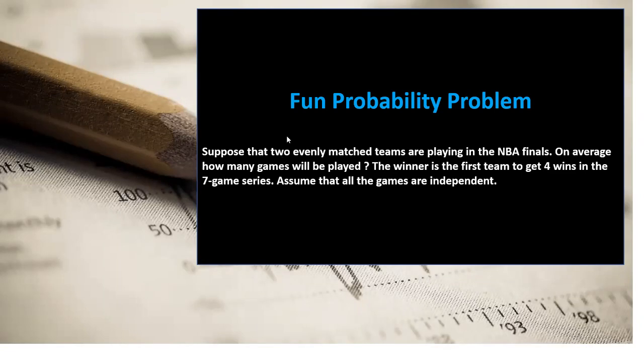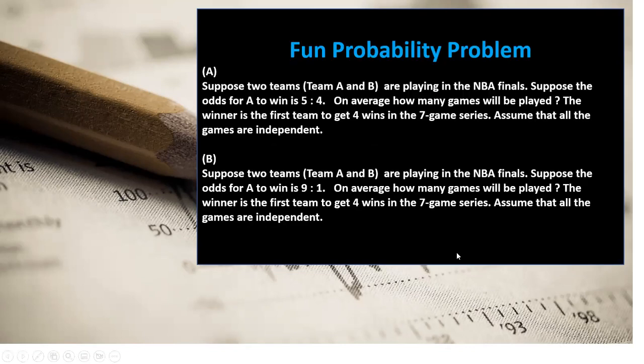After we go over this problem, I have a practice problem for you. Let's take a look. In these two problems, suppose the teams are not evenly matched. For example, the odds for team A to win is 5-4. Let's see how many games on average we're going to play. In part B, I even exaggerated it: in the NBA final, the odds for A to win is 9-1. Let's see how many games on average we're going to play here.